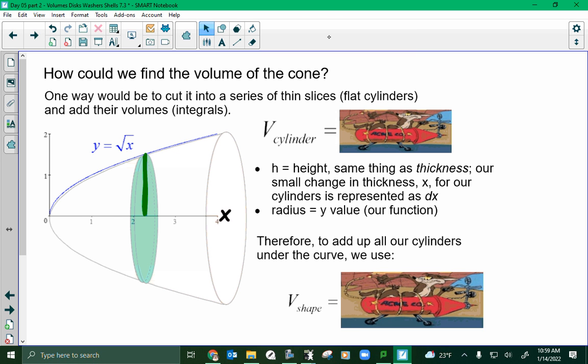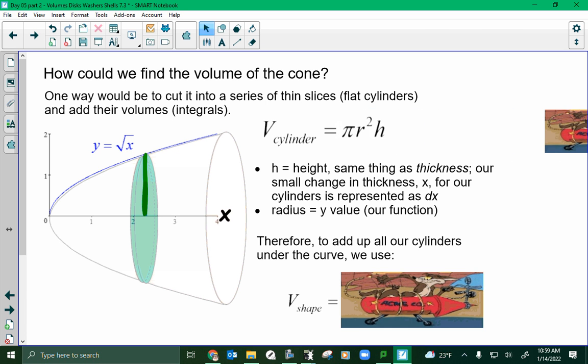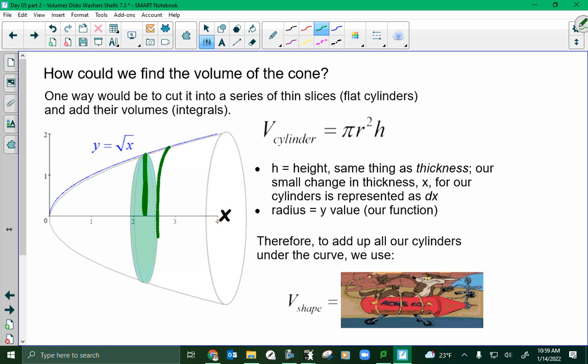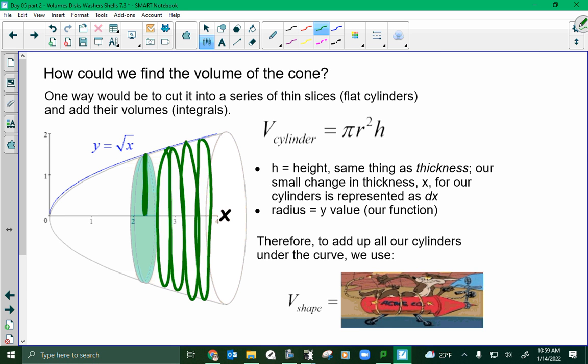If I cut a series of thin slices, which are flat cylinders, trying to find the volume of a cone in general will be tough, but I can find the volume of a cylinder. I know the volume of a cylinder is pi r squared h. If I have the radius and the height, I square my radius, multiply it times pi and times the height. So what if I took all these cylinders that are stacked together to make this cone, and they get bigger and bigger to the end? What if I got all the volumes and added them all together? Then I can get the volume of the cone.